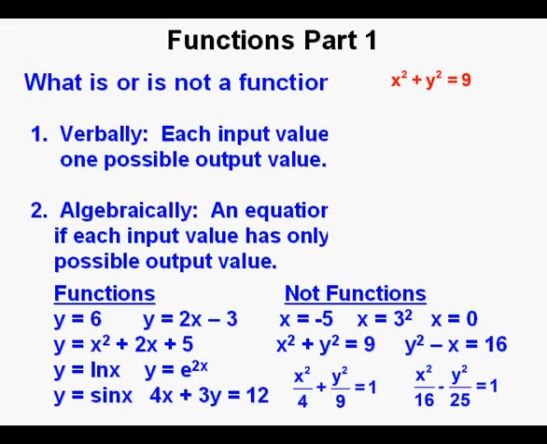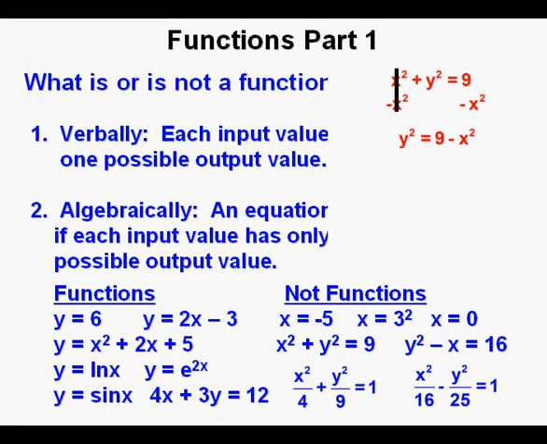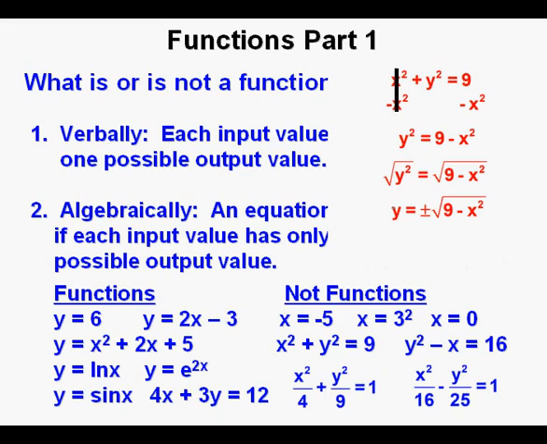We'll start solving for y by subtracting x squared from both sides of the equation. Then x squared minus x squared cancel on the left side to equal 0. We bring down what's left and get y squared equals 9 minus x squared. Next, we solve for y by taking the square root of both sides of the equation. So we have the square root of y squared equals the square root of quantity 9 minus x squared. And we're left with y equals plus or minus the square root of quantity 9 minus x squared.